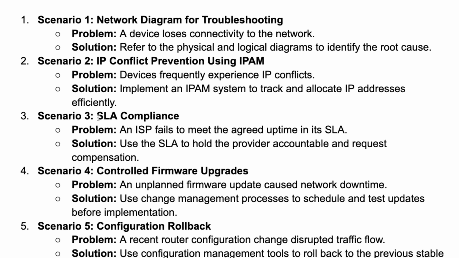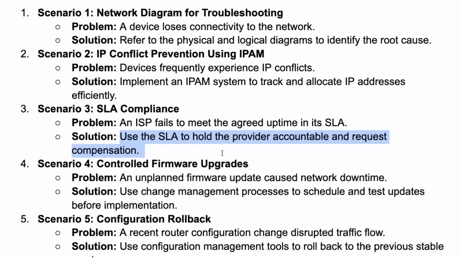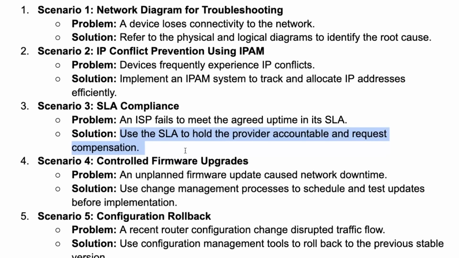The SLA compliance is another one. So the problem is the internet service provider fails to meet the agreed uptime in its service level agreement. So then we use the service level agreement to hold the provider accountable and request compensation, right? At least pay us our money back. If you don't want us to change our service provider, you need to give me a prorated refund because you told me that you were going to be up for X amount of time and we have had too many interruptions.